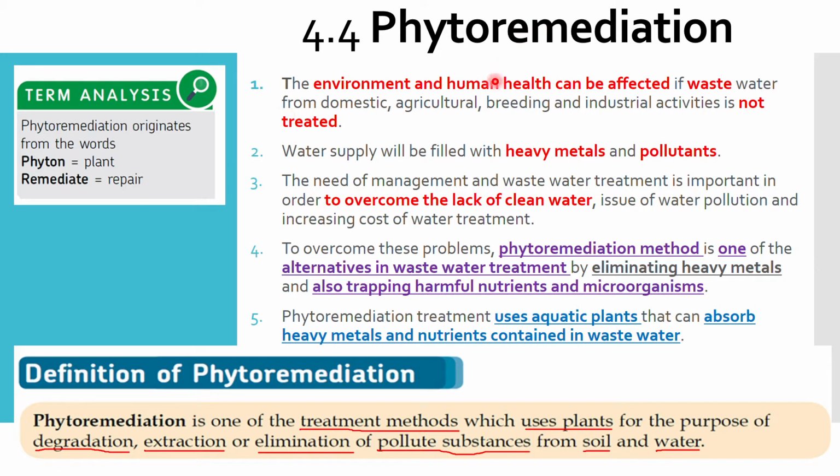Okay, so we have all types of activities: domestic, agricultural, breeding, industrial. These activities are going to result in the production of wastewater. This wastewater, if it is not treated, is going to cause harm to us, be it to the environment or to health. Okay, so why? Because this water will be filled with contaminants, pollutants, and heavy metals.